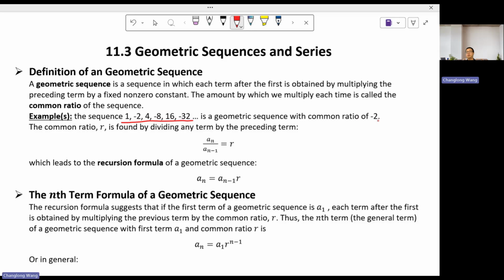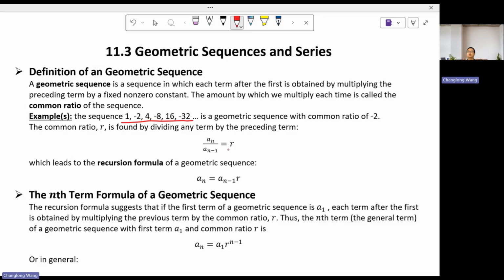Here, the common ratio is -2. So you multiply 1 by -2, you get -2. Multiply one more time, you get 4. Then one more time, you get -8. Therefore, you'd find the ratio of 2 consecutive terms in a geometric sequence will be a constant, and that's why we call it common ratio.